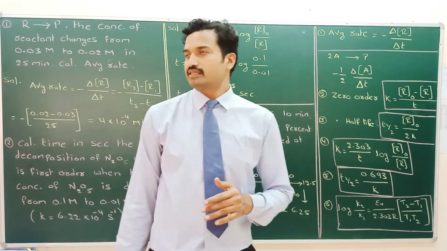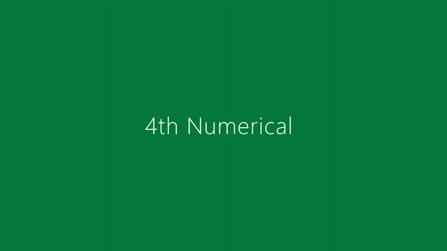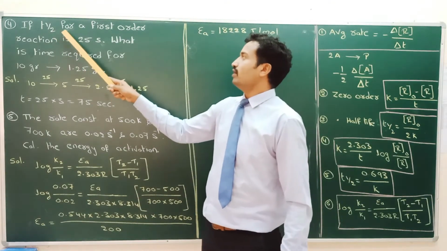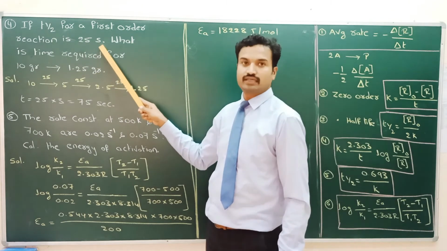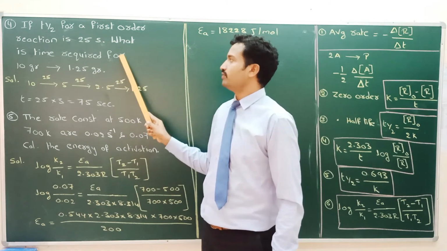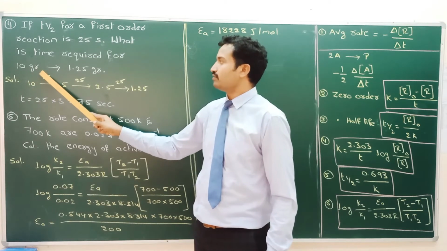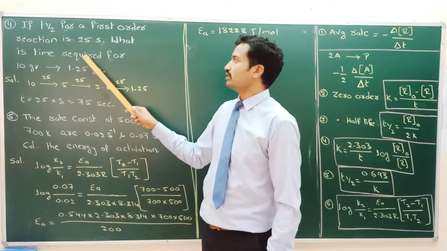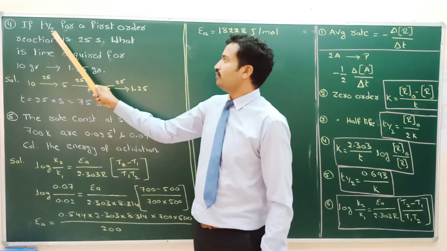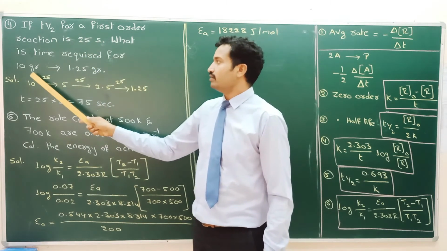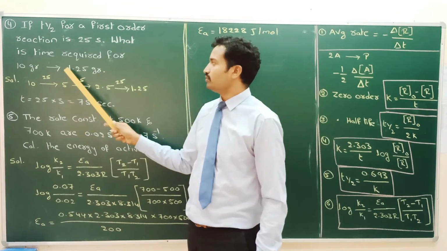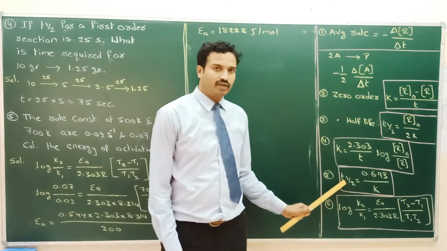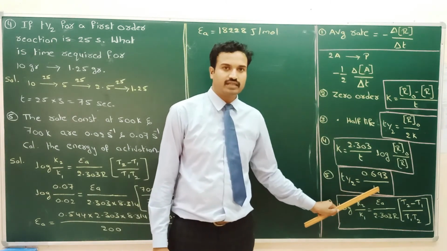This is for the first order half-life calculation. Next we will see the fourth numerical. If the half-life for a first order reaction is 25 seconds, what is the time required for 10 grams of substance to be converted into 1.25 grams of substance? Again, the question is about first order. Half-life is given as 25 seconds. We need to calculate the time. Here, first order half-life, we know it is a constant. It is independent of concentration.